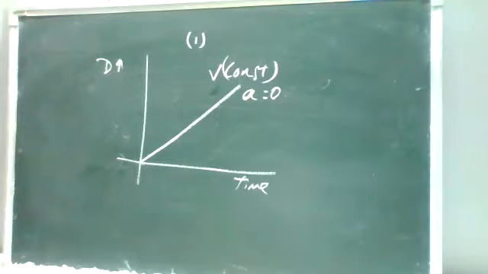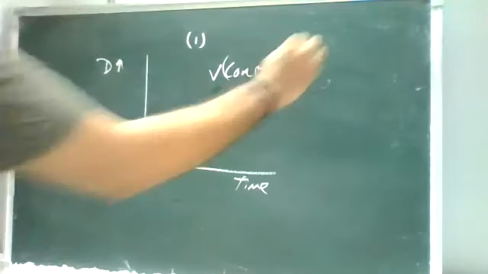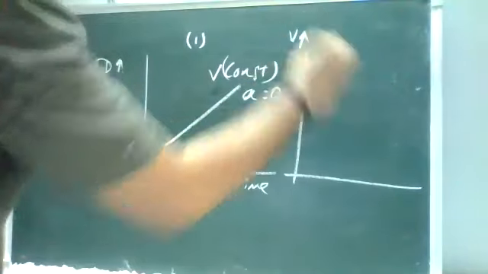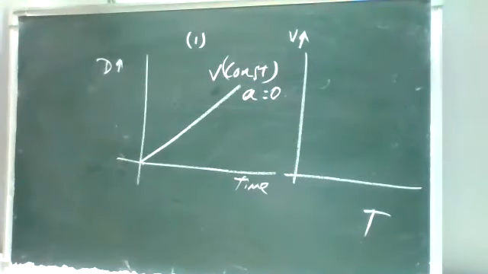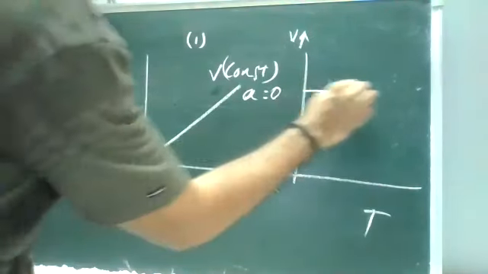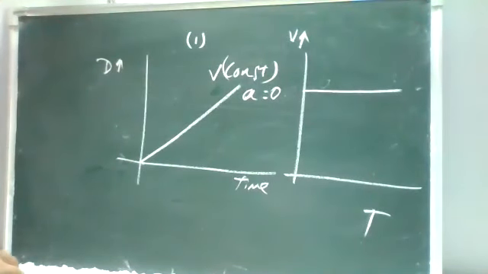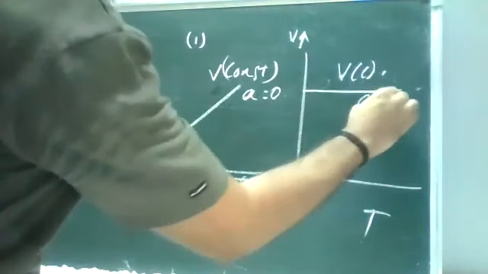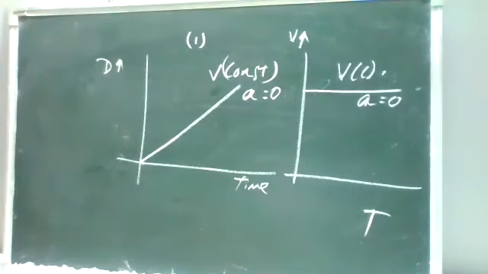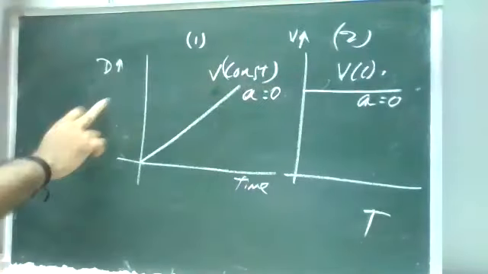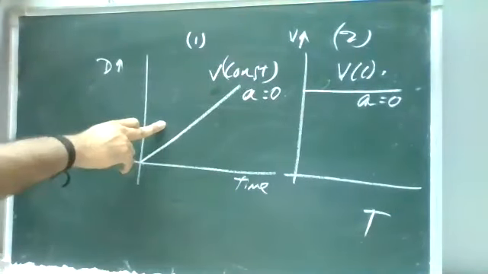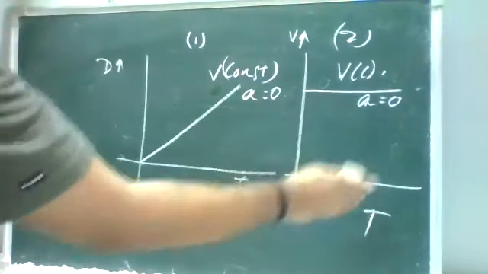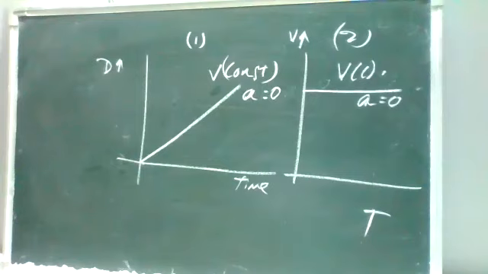Same thing, now the second. For the velocity time graph, a straight line parallel to the time axis, the velocity is constant again. When velocity is constant, acceleration is equal to 0. So this is your second one. Here displacement time, here velocity time, and here acceleration is equal to 0. It was an inclined line there; here it is constant, parallel to the time axis. Okay, next point.